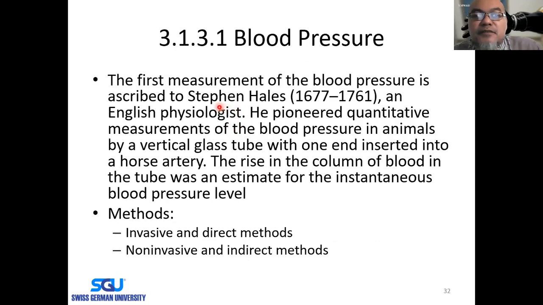The first blood pressure measurement was done by Stephen Hales in the 17th to 18th century, an English physiologist. He pioneered the quantitative measurement of blood pressure in animals by using a vertical glass tube, one end inserted into a horse's artery. The rise of the column of blood in the tube was an estimate of the instantaneous blood pressure level. The methods for blood pressure measurement could be invasive and direct, measuring directly in the blood vessel, or non-invasive and indirect, measuring outside the blood vessel.